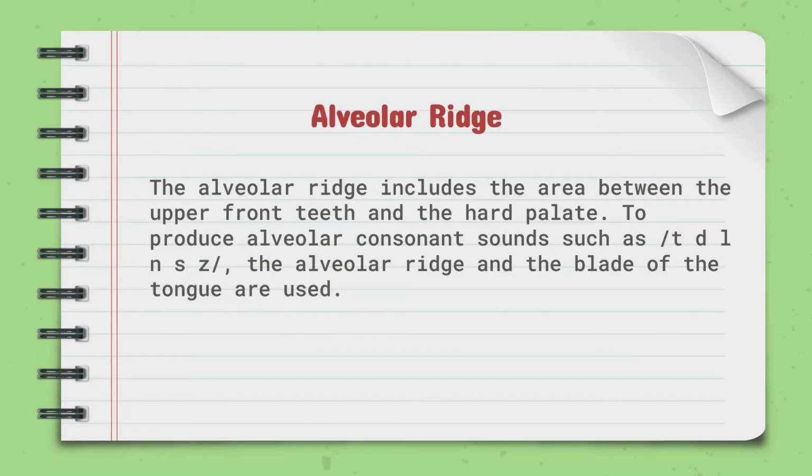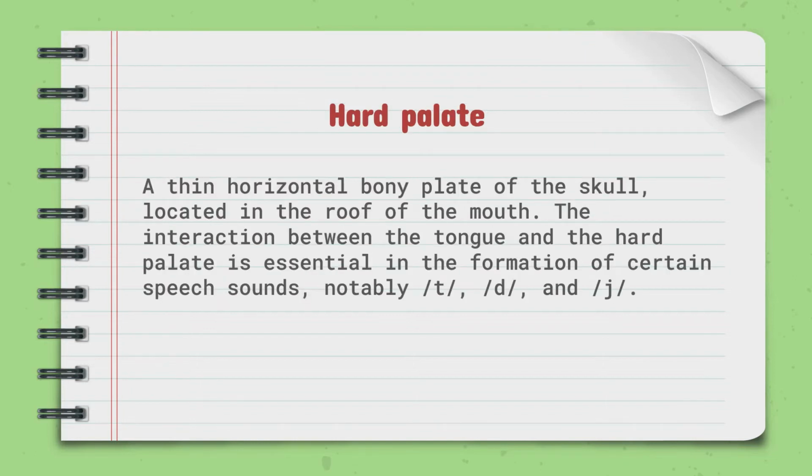And then alveolar ridge. The alveolar ridge includes the area between the upper front teeth and the hard palate. To produce alveolar consonant sounds, the alveolar ridge and the blade of the tongue are used. And then hard palate, a thin horizontal bony plate of the skull located in the roof of the mouth. The interaction between the tongue and the hard palate is essential in the formation of certain speech sounds.